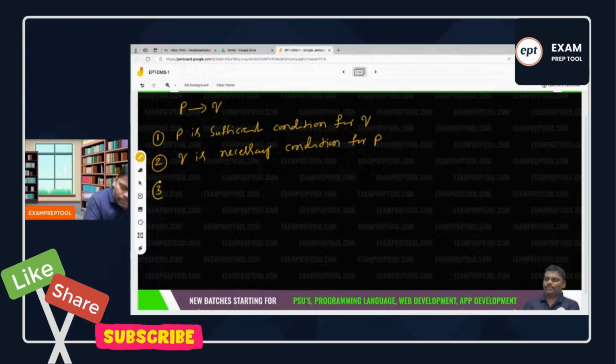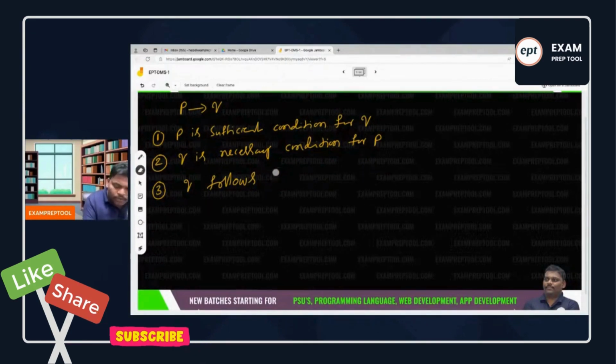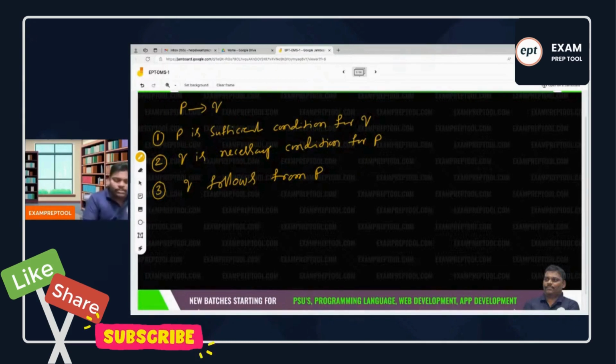Next one. See one more. Q follows from P. What is the meaning? You will get Q from P. If you want, you can write it as from P. The meaning of this is Q is the conclusion from P. You got Q from P.